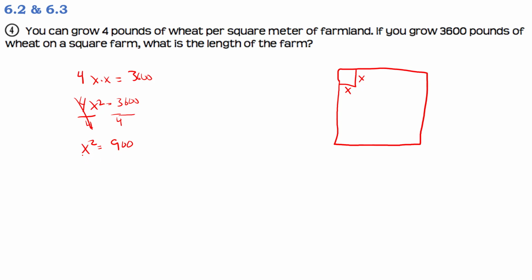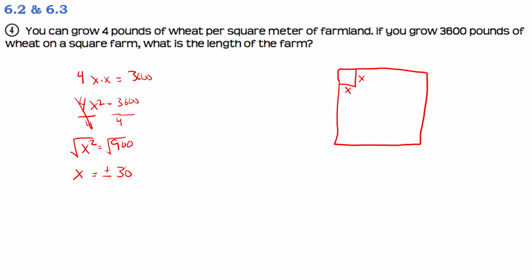Then we need to take the square root of both sides to get rid of that square. So we take the square root of 900. That gives us x, and that leaves us with plus or minus the square root of 900, which is going to be 30.